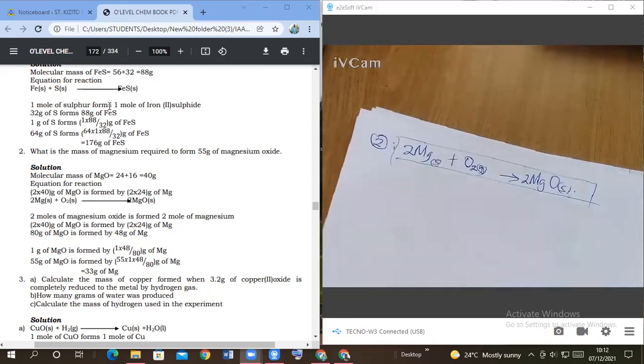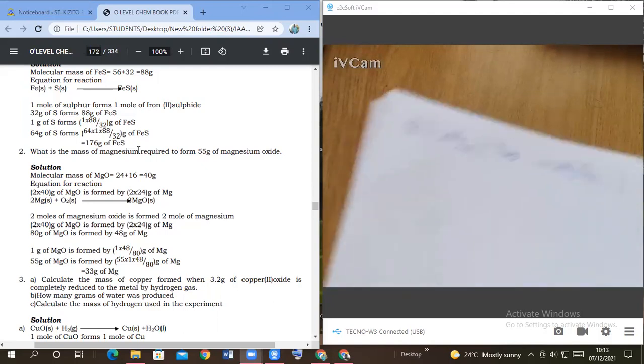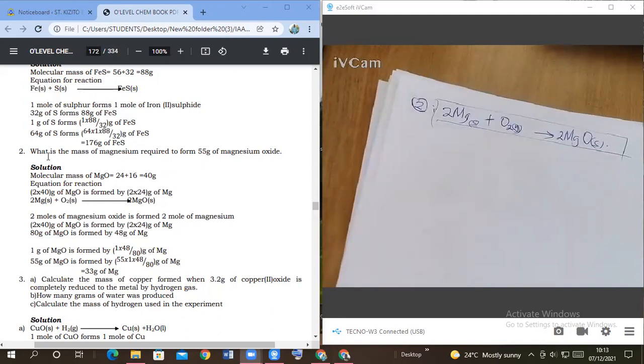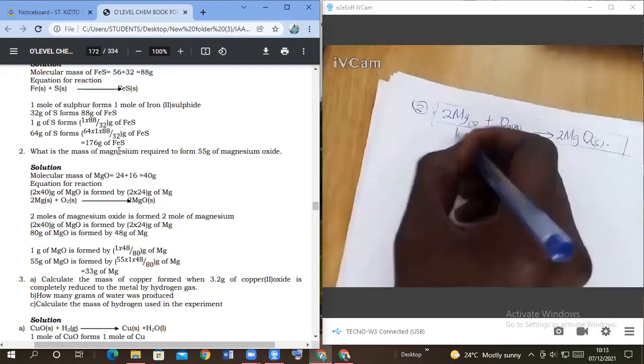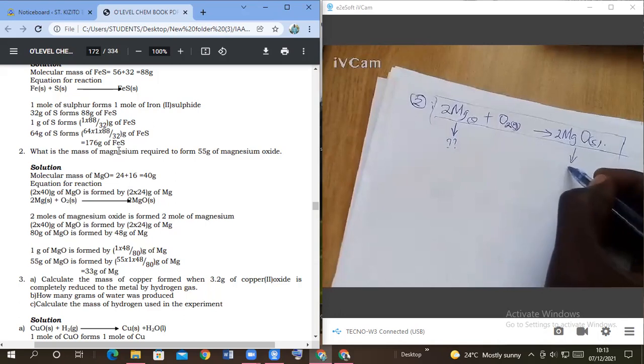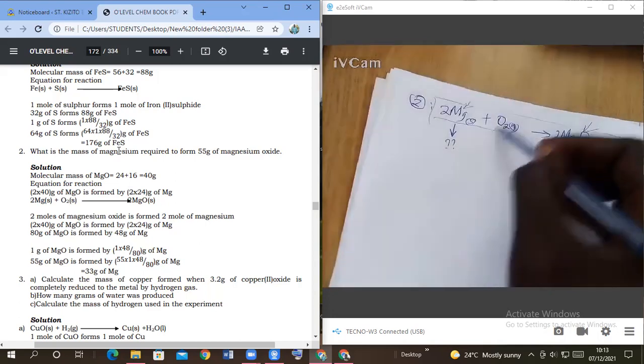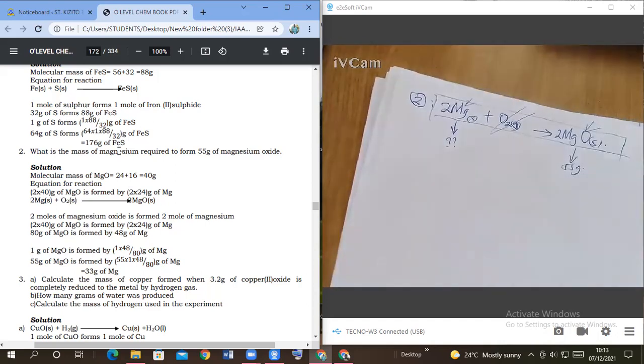Now, let's look at step 2. What is our step 2 saying? The moles that concern the question. Look at the question, read the question carefully. What is the mass of magnesium? So they want the mass of magnesium here, and they have given us the mass of magnesium oxide as 55 grams, isn't it? So we only need magnesium and magnesium oxide. Oxygen, we leave it out, isn't it?